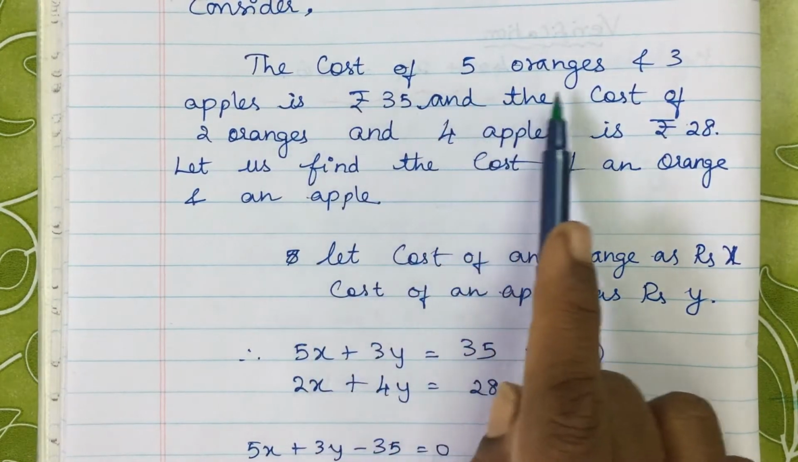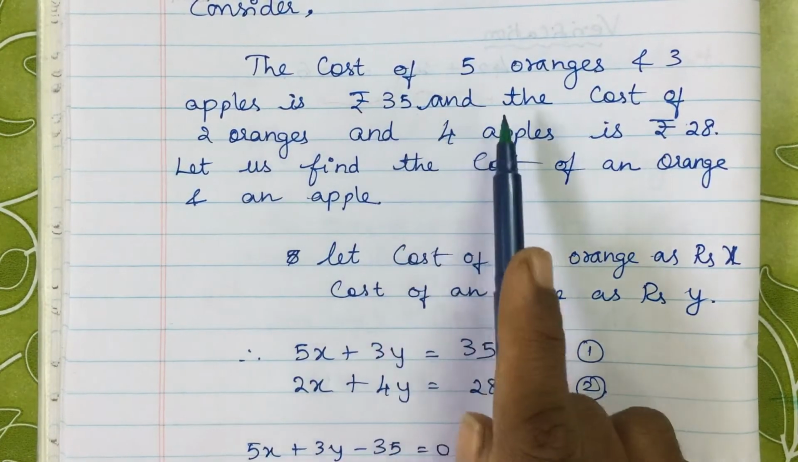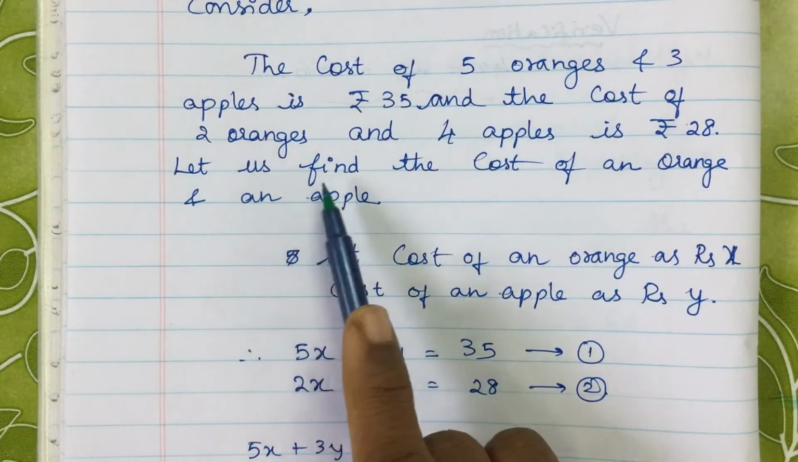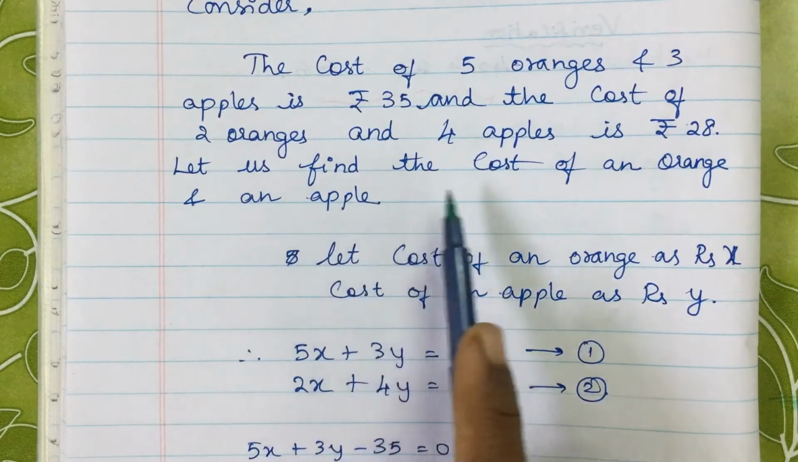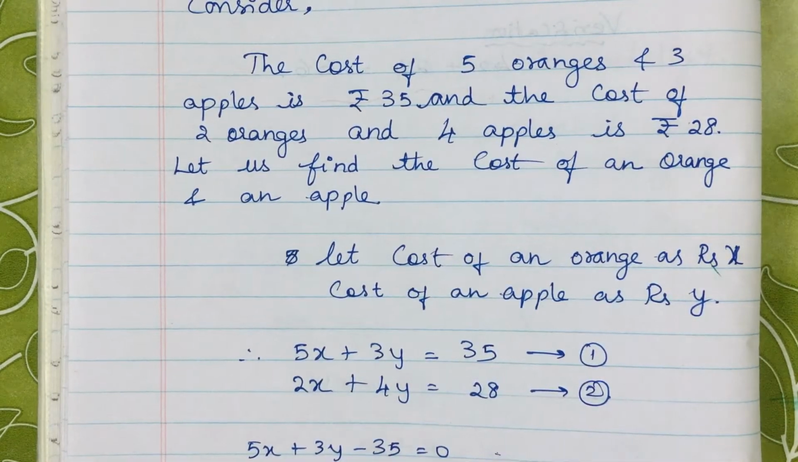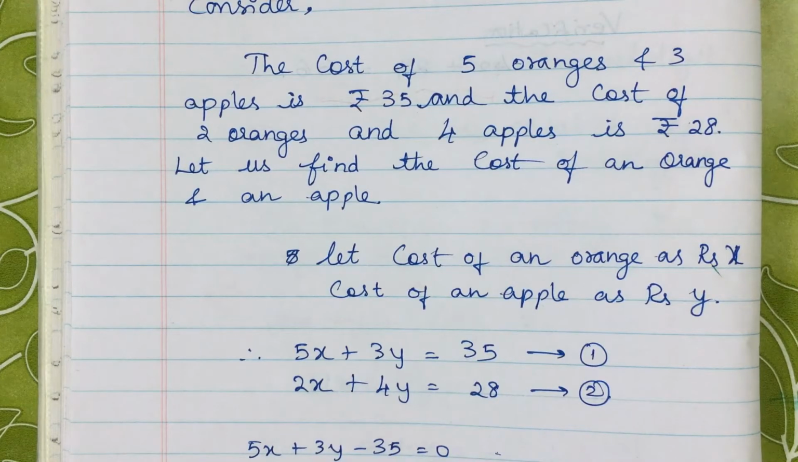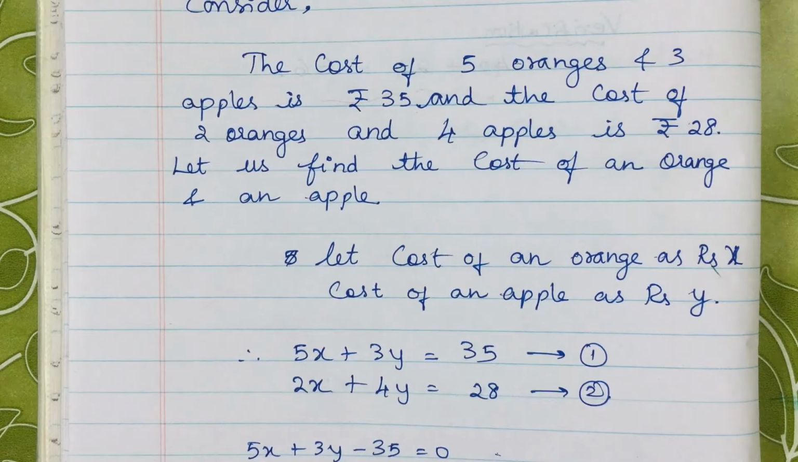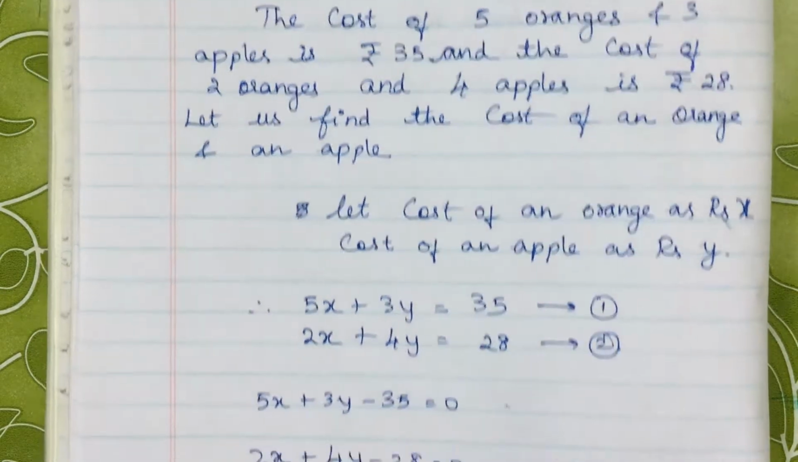Considering the case, cost of 5 oranges and 3 apples is rupees 35 and the cost of 2 oranges and 4 apples is rupees 28. Let us find the cost of an orange and an apple. So your question is easily understood. One person is buying 5 oranges and 3 apples. The total sum is rupees 35, and the other person is buying 2 oranges and 4 apples. The sum is rupees 28. We have to find out the cost of an orange and cost of an apple.